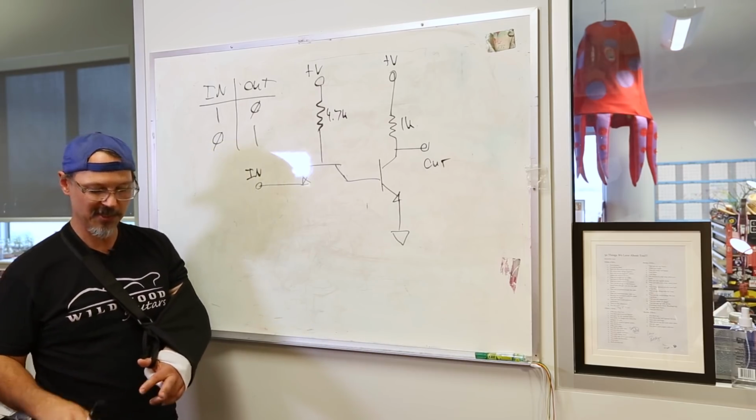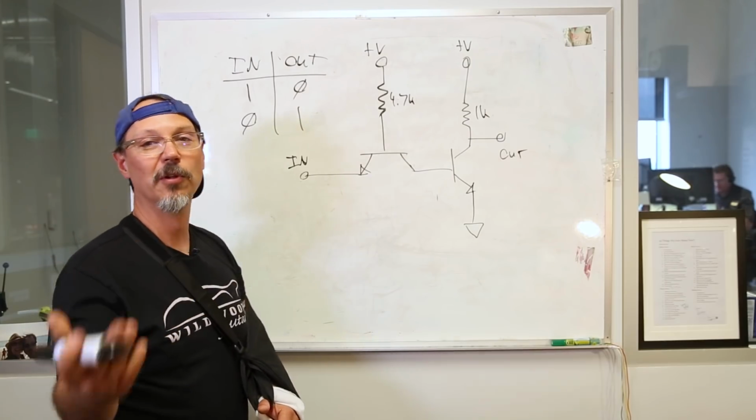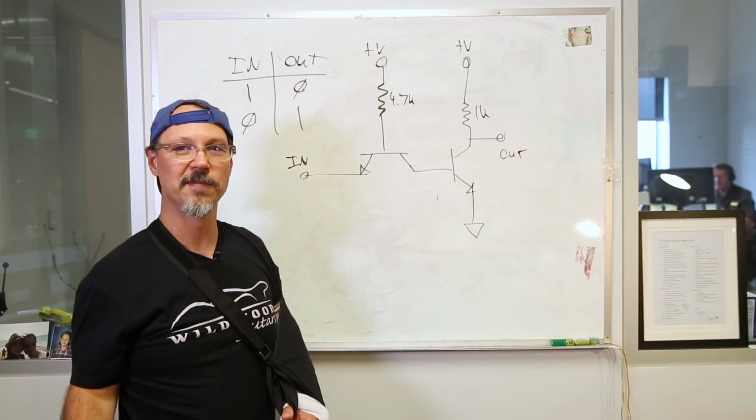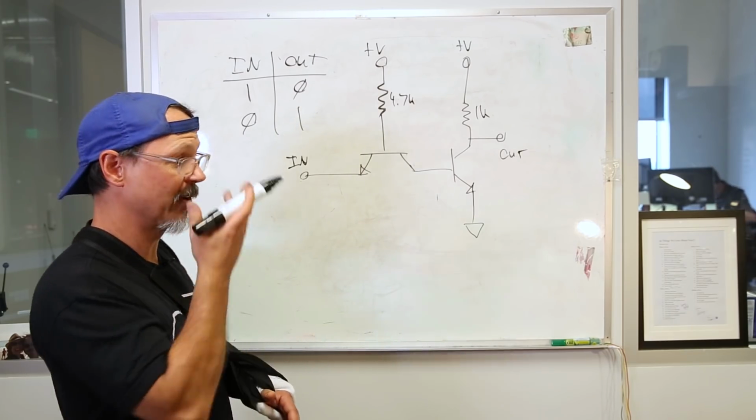You could do it with BJTs, you could do it with MOSFETs, you could do it with just passive components. I've seen it done. If you go looking on the internet for these things, you will see a whole bunch of circuits for how to achieve a logical function with just passive components.